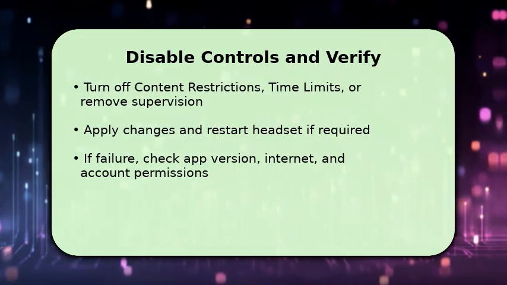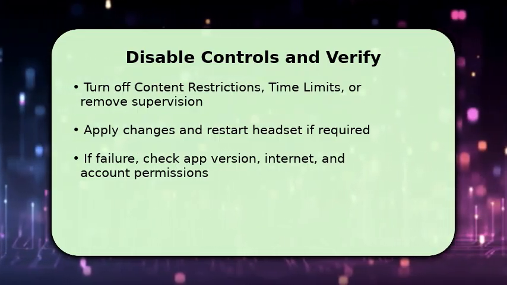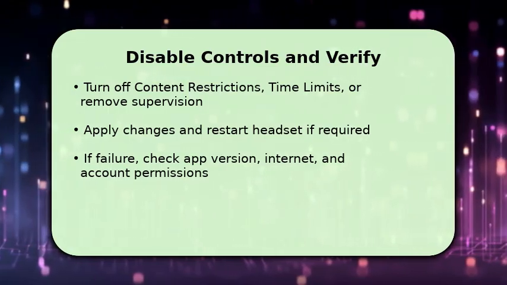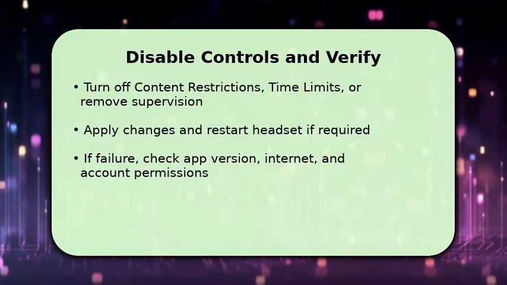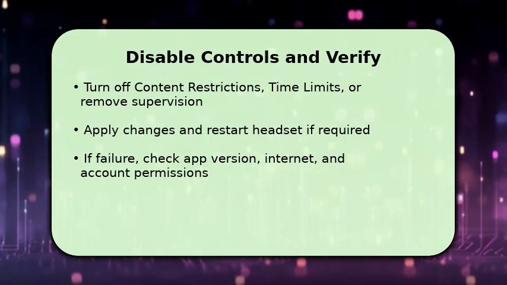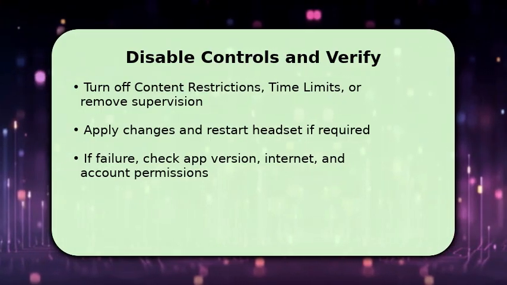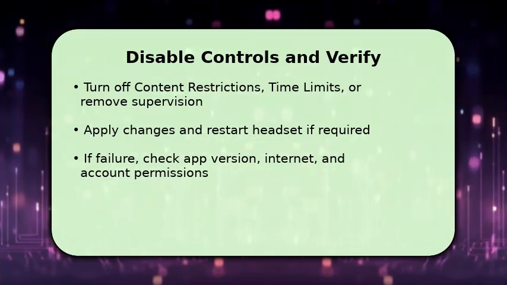You finish by disabling or removing supervision and verifying the headset reflects the change. Toggle off content restrictions and time limits or choose Remove Supervision for that user, then tap Save or Confirm. Make sure to restart the Quest 2 if the app requests it so settings propagate. If changes don't apply, make sure the Meta app is up to date, the supervising account has full permissions, and both devices are online. As a troubleshooting tip, re-authenticate the parent account and try again.